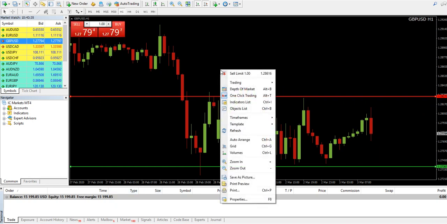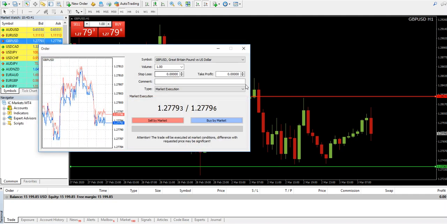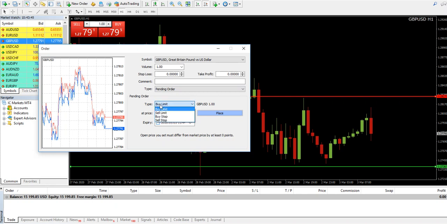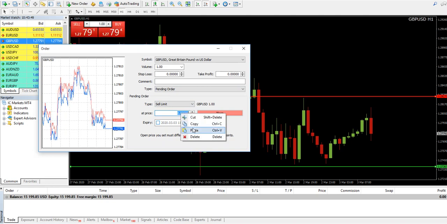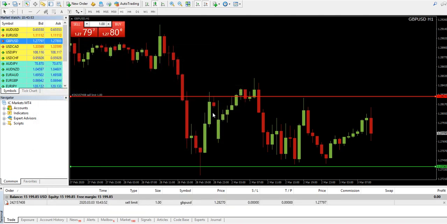And we go to new order. A new order on the currency GBP USD. You click new. You choose type as pending. You also choose the type below as sell limit. Then you paste your price there. Then you press place trade. You can see there's a sell limit placed here.